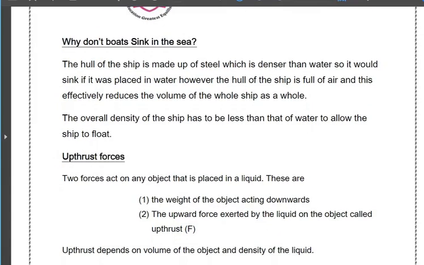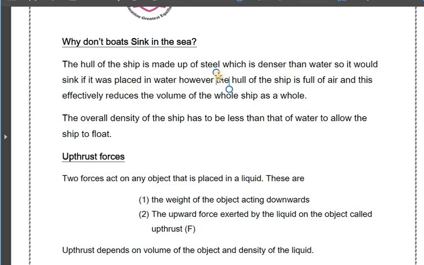Having said that, we would ask the question, but why don't boats sink when they're in the sea? Because I'm sure you've seen boats before. They are massive, extremely big, and they are made up of steel. So you would assume that the steel would have to sink if you place it in water. But we've seen that boats don't sink.